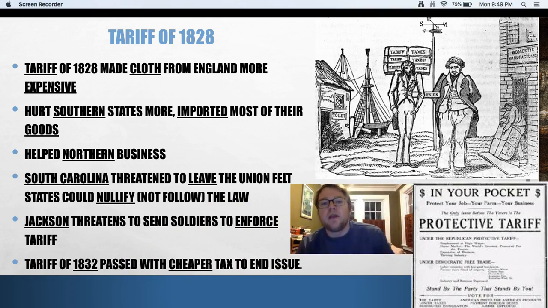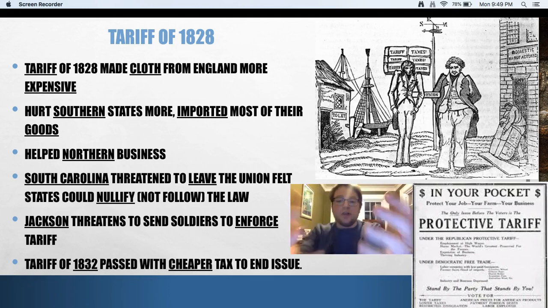So right off the bat, Jackson has an issue with the tariff of 1828. Well, Jackson doesn't really have the issue. A tariff, again, is a tax on goods that are imported from a country. All right, so these are goods coming from England, France, Spain, Germany, places like that. The tariff of 1828 was particularly on one good, and that was on cotton cloth coming back from England.